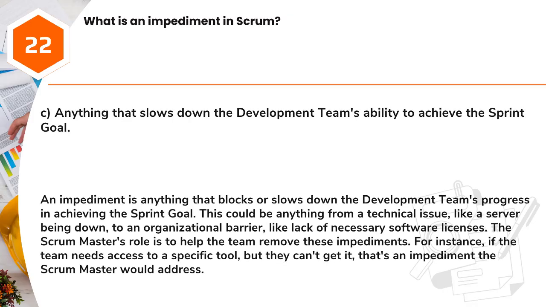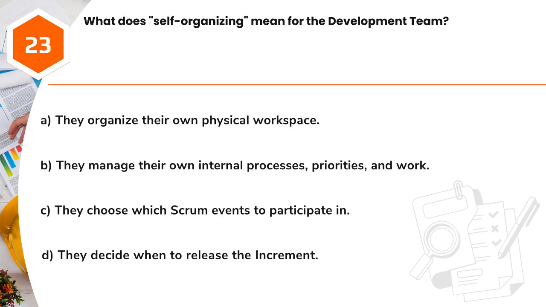Answer: C. Anything that slows down the development team's ability to achieve the sprint goal. An impediment is anything that blocks or slows down the development team's progress in achieving the sprint goal. This could be anything from a technical issue, like a server being down, to an organizational barrier, like lack of necessary software licenses. The Scrum Master's role is to help the team remove these impediments. For instance, if the team needs access to a specific tool, but they can't get it, that's an impediment the Scrum Master would address.